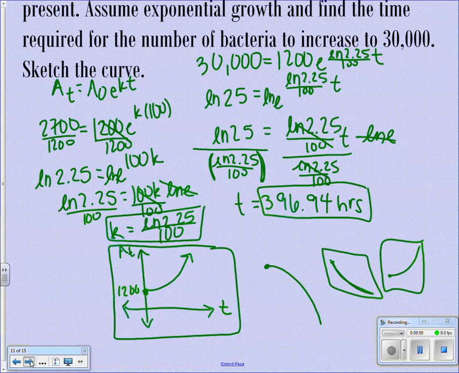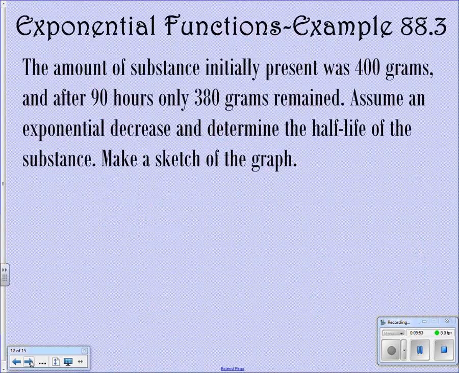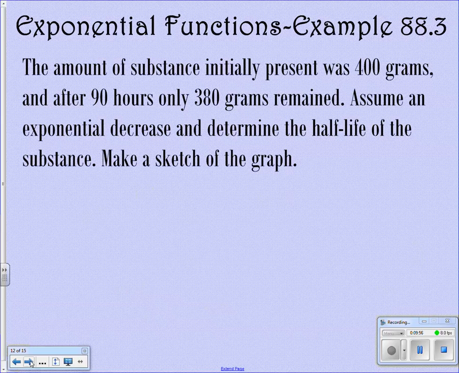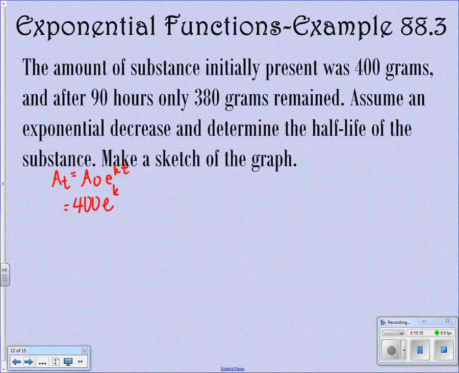Looking at another example. The amount of substance initially present was 400 grams, and after 90 hours, only 380 remained. Assume exponential decrease and determine the half-life of the substance and make a sketch of the graph. Well, we're going to start with our formula. We initially had 400, and then after 90 hours, we were down to 380. So you can go ahead and divide by 400, and you should get 0.95.